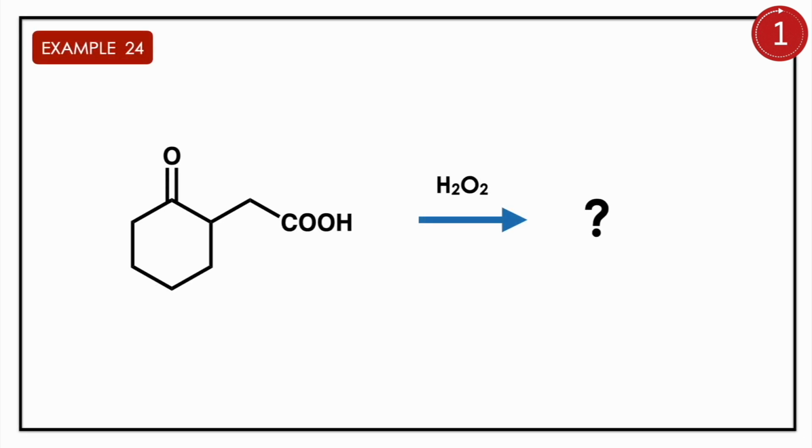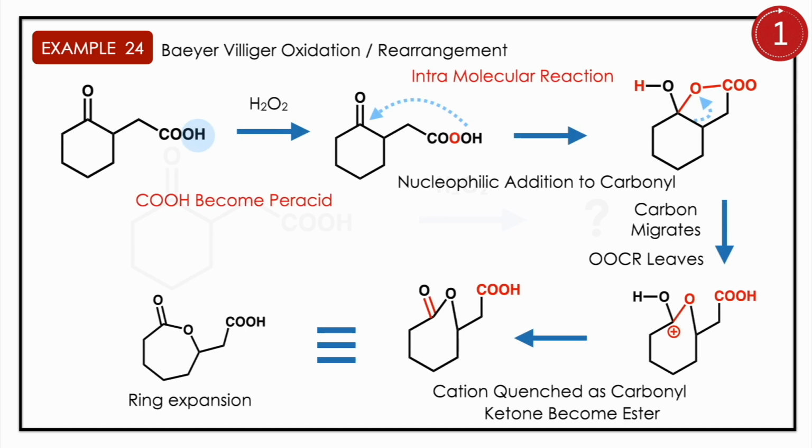Then the next example, you have a ketone which is cyclohexanone. At the second position you have an acid with a methylene group. You are using the peracid. You should find what will be the final product. The Baeyer Villiger oxidation is given, but in a hidden form. Here you have an acid, you are using peroxide. Peroxide converts the acid into peracid. So you have peracid, which is the reagent.